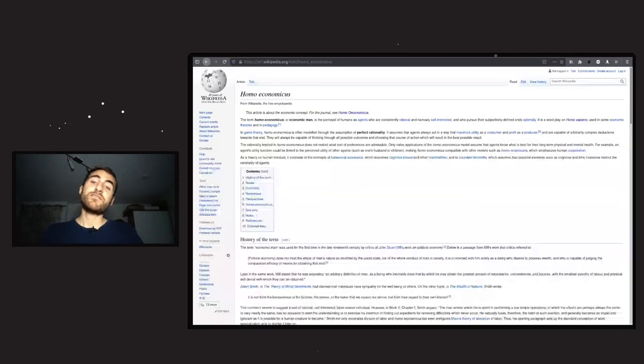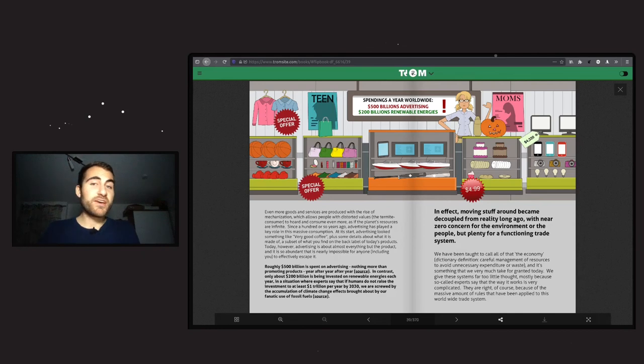And there's also this thing, I can just show it to you, it's the Homo economicus. This is something that I also had in the economics lesson in school. It's basically a model of human beings who are consistently rational and narrowly self-interested, and who pursue their subjectively defined ends optimally. And of course, that's not the case. Human behavior is complex, and it's always defined or influenced by the environment.